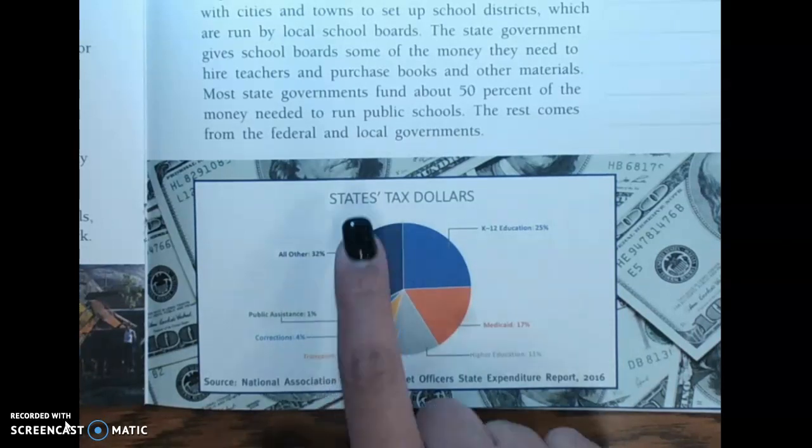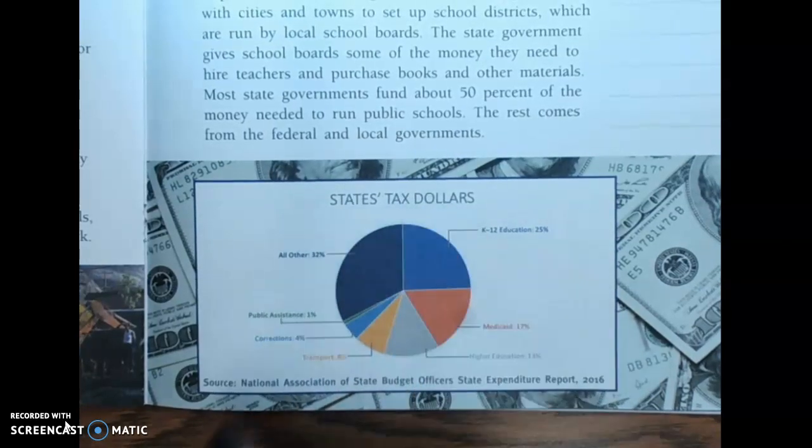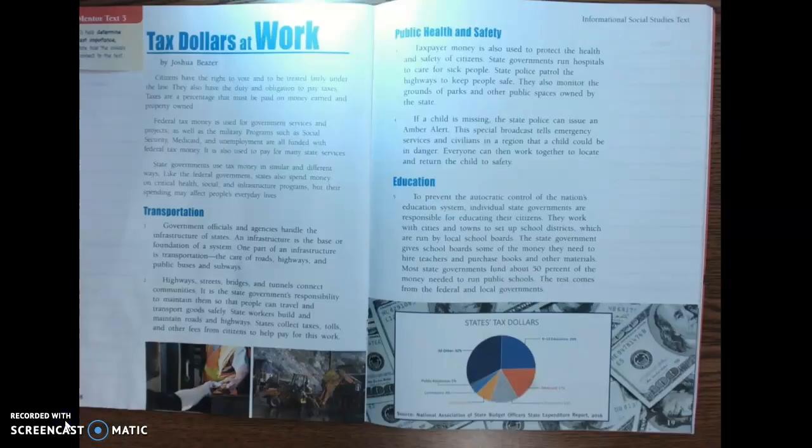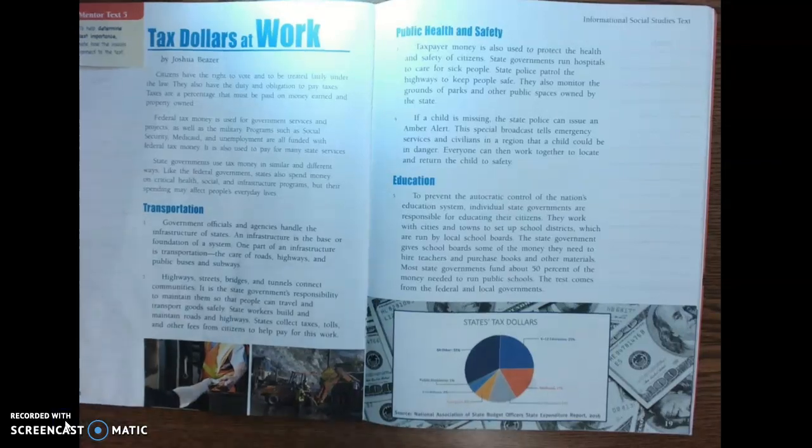So after looking at that text feature, the pie chart, what do you think this text is going to be about? Maybe jot something down in the comments, or just jot it down on a piece of paper.